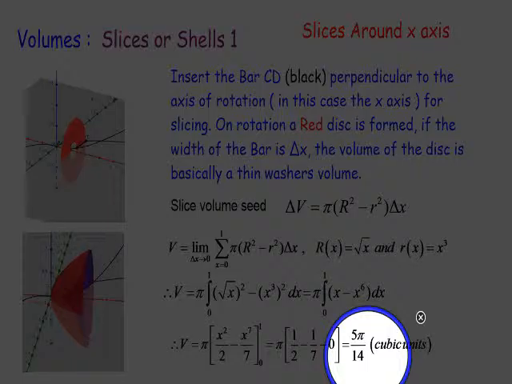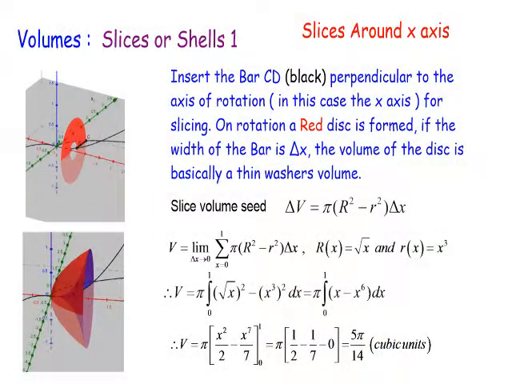So it's 5 pi on 14, and we're doing it by slicing around the x-axis. You can see here, we just sliced around the x-axis and created the volume.